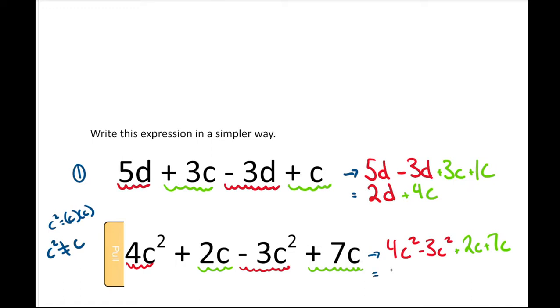Again, I'm going to go through and focus only on the parts that are the same. So 4C squared minus 3C squared is just 1C squared, because if I have 4 of something and I'm minusing 3 of something, I'm left with 1 of something. And then plus 2C plus 7C, so 2 of something plus 7 gives me 9 of something. And then again, as we mentioned, I can't add these two together because these are different items. Right? C squared is different from C. So again, this is basically collecting like terms.